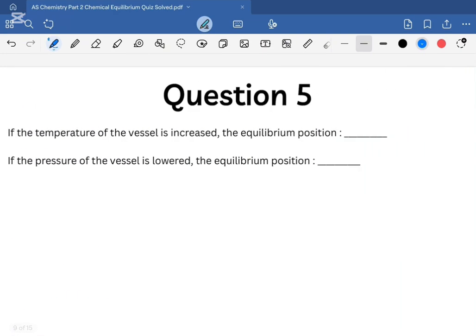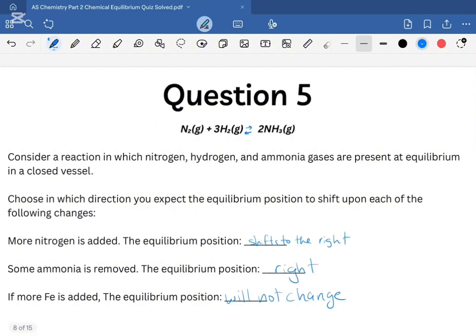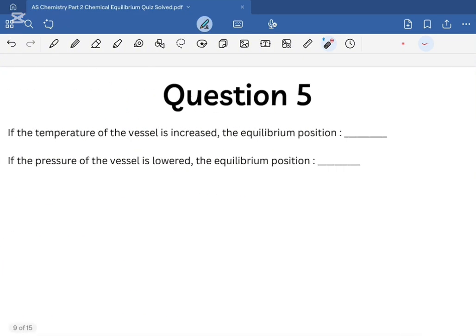Now, if the temperature of the vessel is increased, this is an exothermic reaction, so delta H is on the product side. If we increase the temperature, the system is going to decrease it by shifting towards the opposite direction, which is the left side. So I'm going to write over here left.